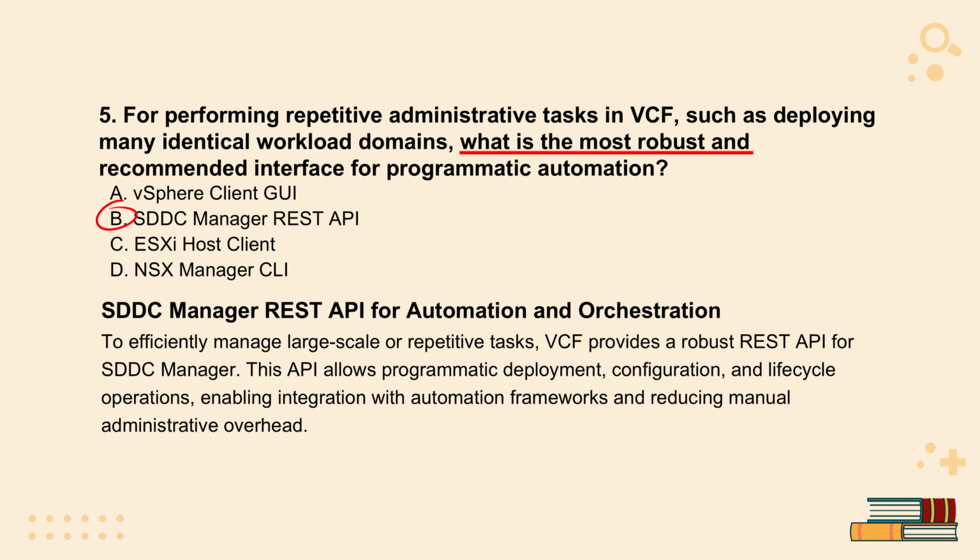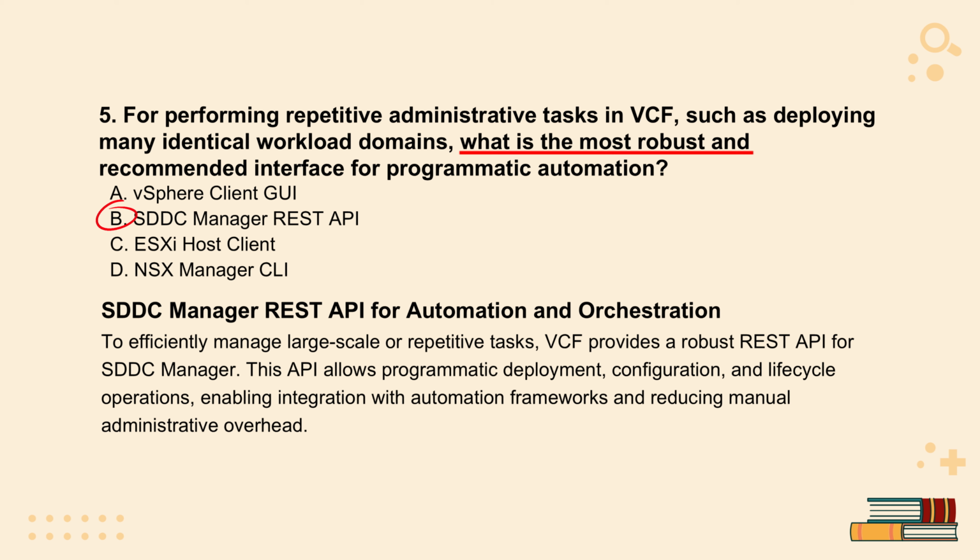The GUI is great for visibility, for monitoring, for maybe doing a one-off task. But when you need to do the same thing multiple times, precisely the same way, the GUI relies on human clicks. And humans, well, we make mistakes. We forget a checkbox. We type something slightly differently. Introduces variability. Exactly. The API gives you programmatic control.